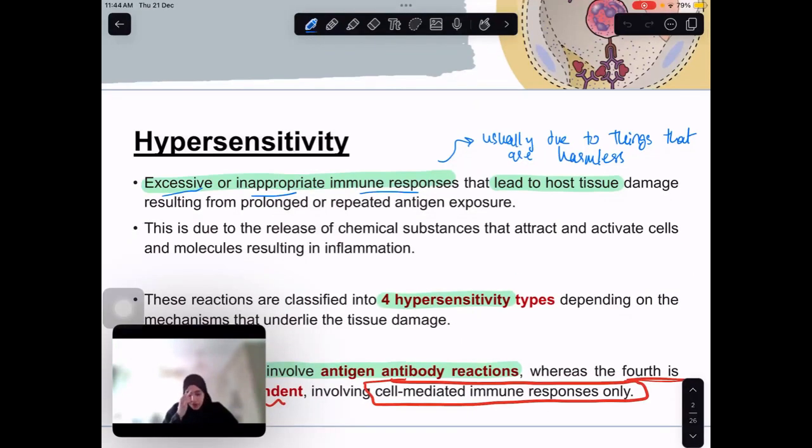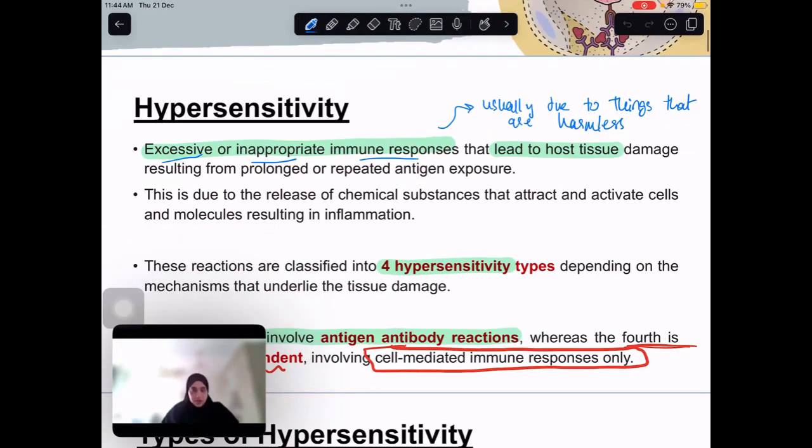So hypersensitivity, the definition is excessive or inappropriate immune response to any antigen, and it can cause host tissue damage. But the main point is that it's excessive and inappropriate. Now there are four different types. The first three types of hypersensitivity are going to be antibody-based, whereas the last one, type 4, is going to be cell-mediated, so it's using T cells. It's not using any antibodies, okay?